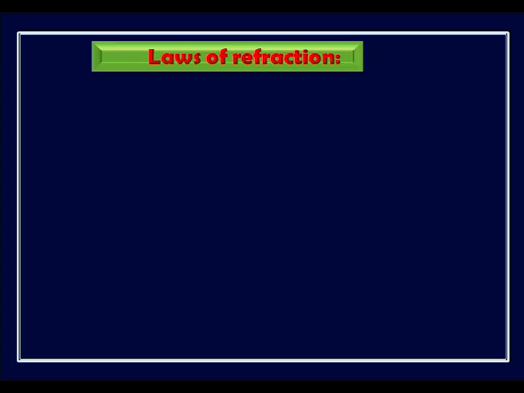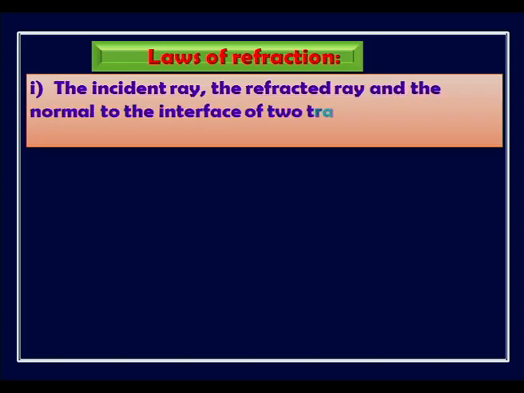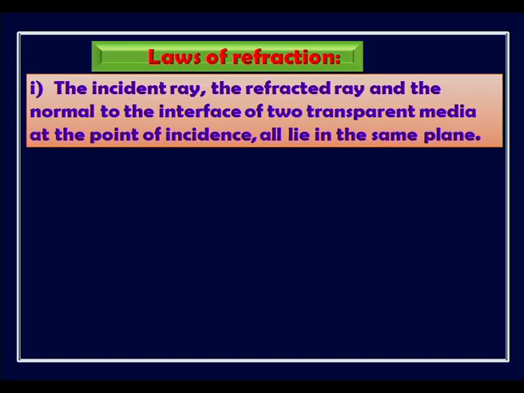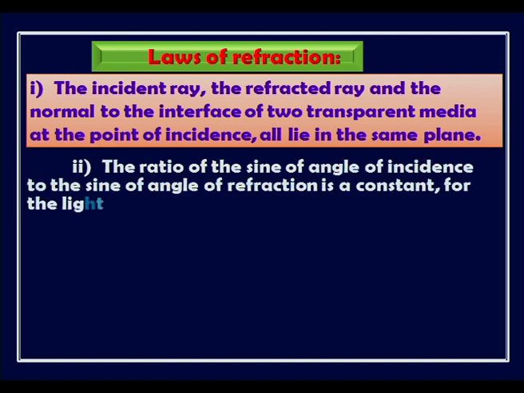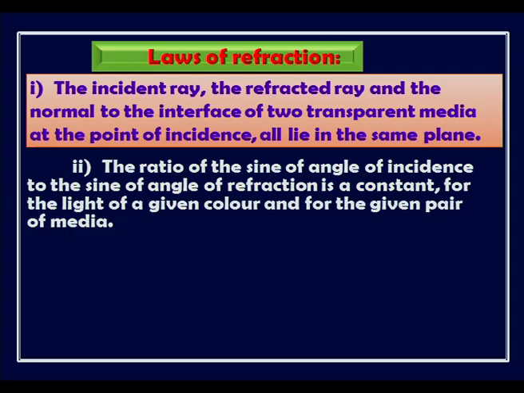Now, we will discuss the laws of refraction. Similar to the laws of reflection, there are two laws of refraction. The first one is that the incident ray, the refracted ray, and the normal to the interface of two transparent media at the point of incidence all lie in the same plane. The second one is that the ratio of the sine of the angle of incidence to the sine of the angle of refraction is constant for light of a given color and for the given pair of media.